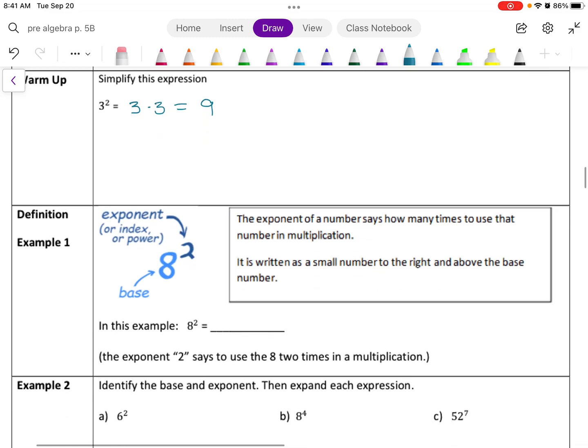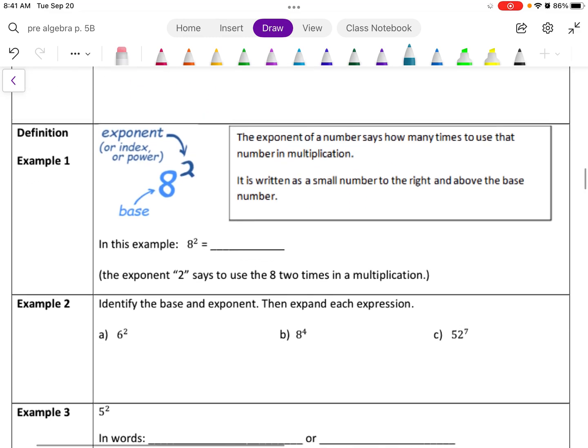So example 1, let's look at the definition of an exponent. The exponent of a number says how many times to use that number in multiplication. It's written as a smaller number to the right and above the base of the number, or we also call that a superscript. So our exponent is that little number that's written above and to the right, and then the base, that's what we're going to multiply by.